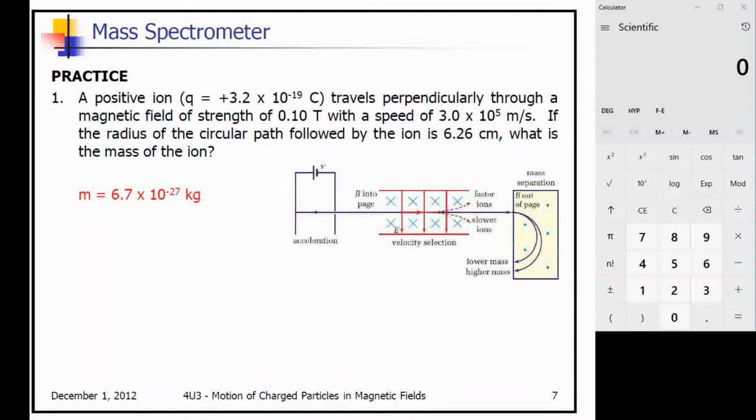So here's a question. It says we have a positive ion. It has a charge of 3.2 times 10 to the negative 19 coulombs. It travels perpendicularly through a magnetic field with a strength of 0.1 Tesla. The speed has been selected to be 3 times 10 to the 5 meters per second. The radius of the circular path of the ion is 6.26 centimeters. What is the mass of the ion?